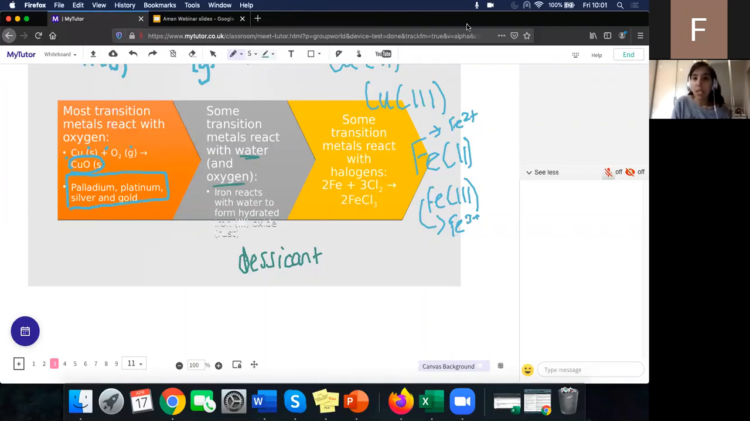Someone's asking me, what does desiccant mean? Desiccant means that it absorbs water vapor. Well done. The person that's saying sacrificial metal, that is another way to stop iron reacting with water and oxygen.